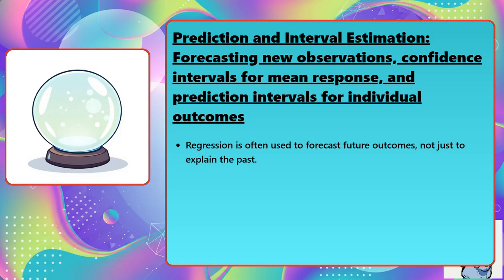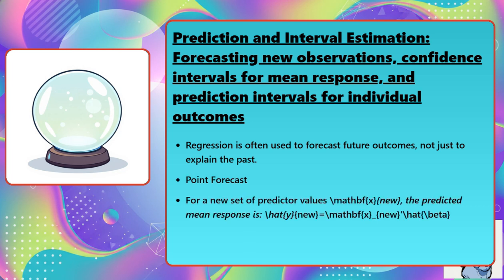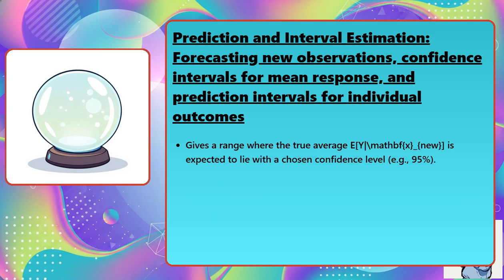Regression is often used to forecast future outcomes, not just to explain the past. Point forecast. For a new set of predictor values x new, the predicted mean response is y hat sub new equals x new prime times beta hat. Confidence interval for the mean response gives a range where the true average E of y given x new is expected to lie with a chosen confidence level, for example 95%.